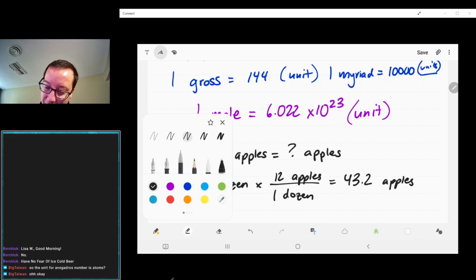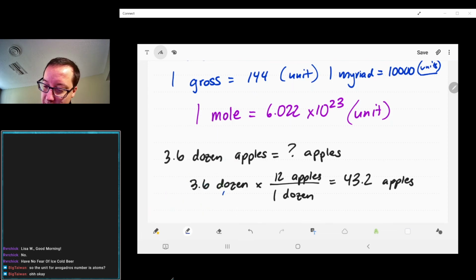Well, that's how you do it, right? I mean, if you had 3 dozen eggs, you'd say that's 36 eggs. You would just multiply by 12, right? Nothing crazy there. Notice dozens cancels out. We're left with apples.